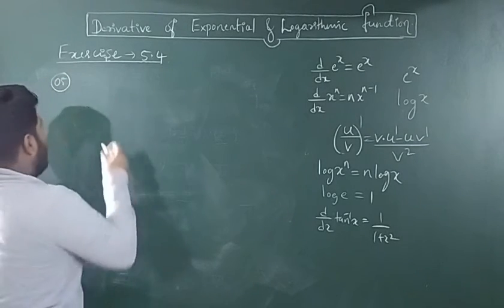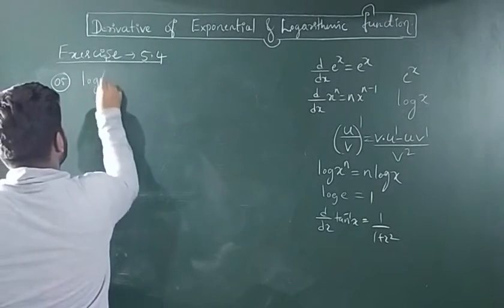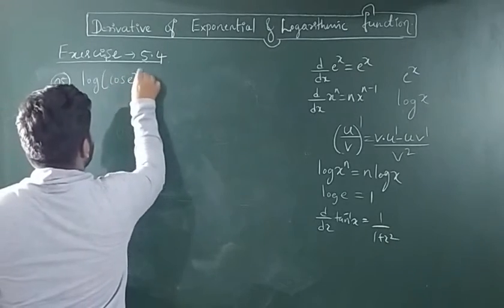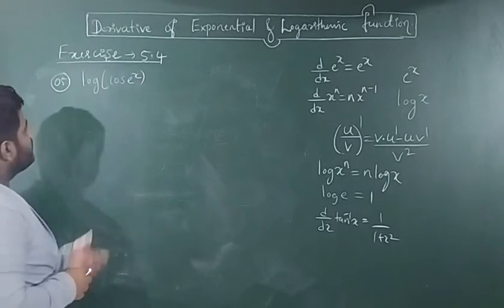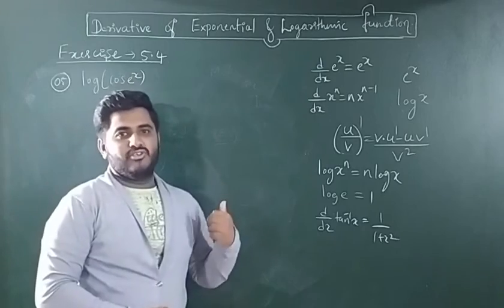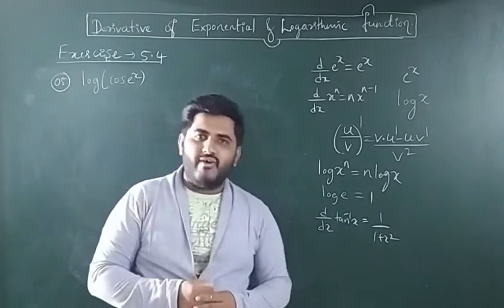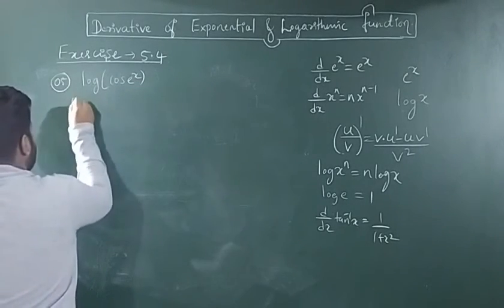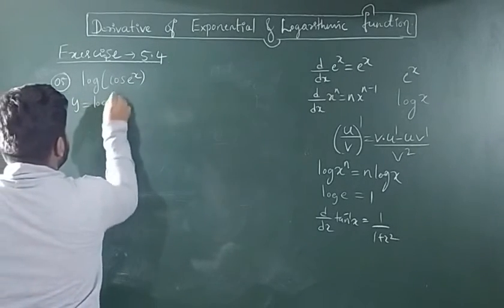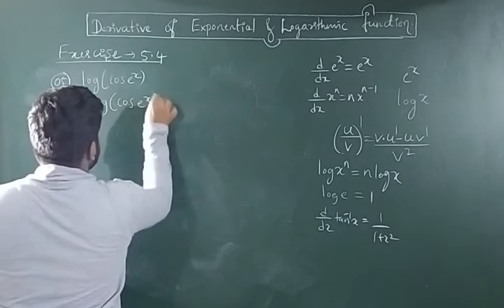Example number 5. Log of cos of e raised to x. So what is our aim? We have to find the derivative of this function. So to find the derivative of that function, first treat the given function as a y. So take this as a y. y equal to log of cos of e raised to x.